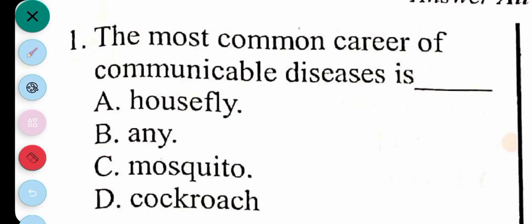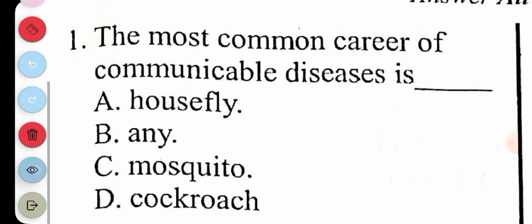So, with question one, the most common carrier of communicable diseases is: A, housefly; B, ant; C, mosquito; D, cockroach. So, you're going to answer with me. The first one, what do you think the answer is? The answer is A. So, that's how we'll go. You answer the question before I come in.